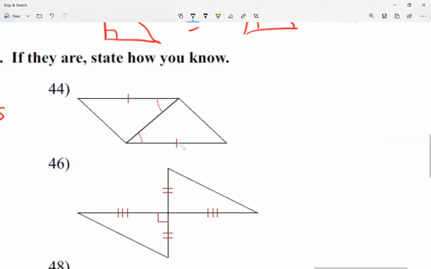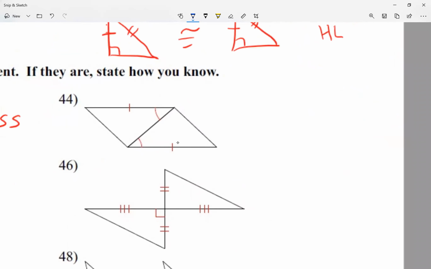So having that said, here number 44, I'm going to mark this side. I see the two triangles share that side. So right now, my focus is only on one triangle.